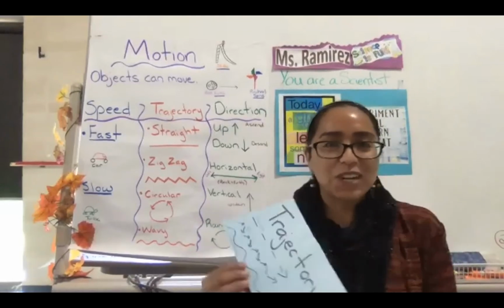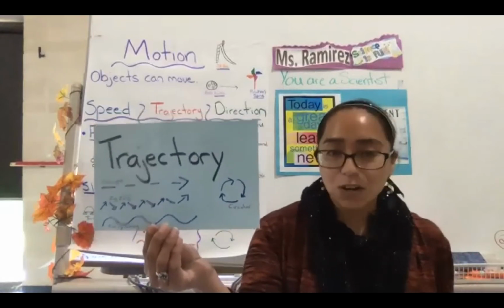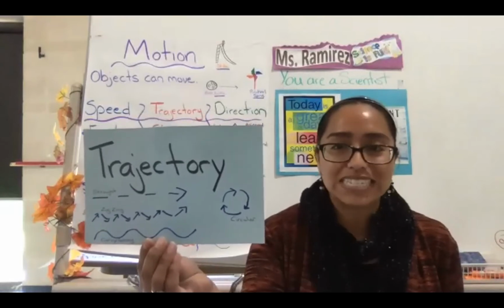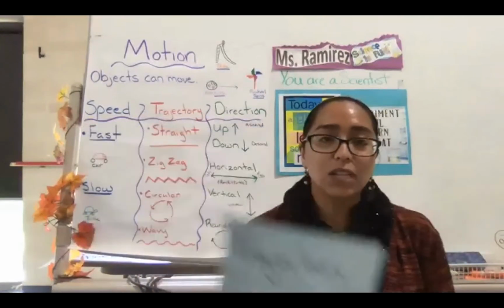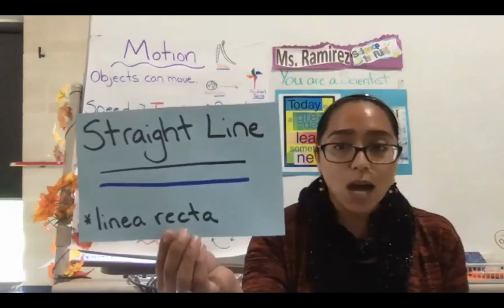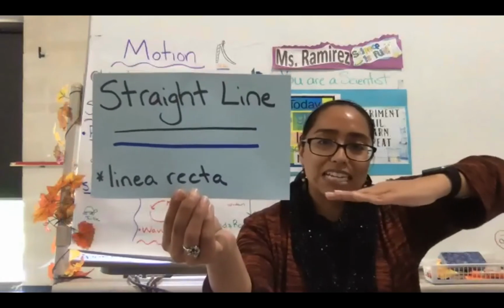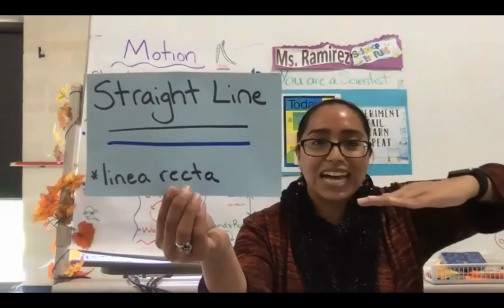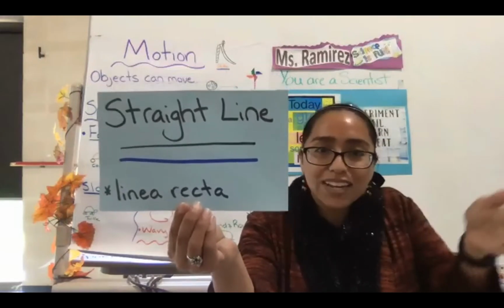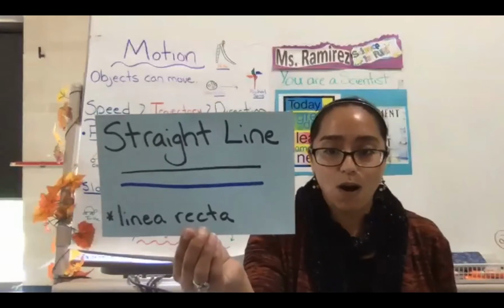The first vocabulary word that we're going to look at today is trajectory. You heard me say that earlier. Trajectory is just the path an object is taking as it moves. Let's look at some examples of trajectory. An object can move in a straight line. If you take your arm and make it nice and straight, that's a straight line. Think about when you're walking down the hallway and your teacher says, walk in a straight line. That's to help other people pass through the hall.